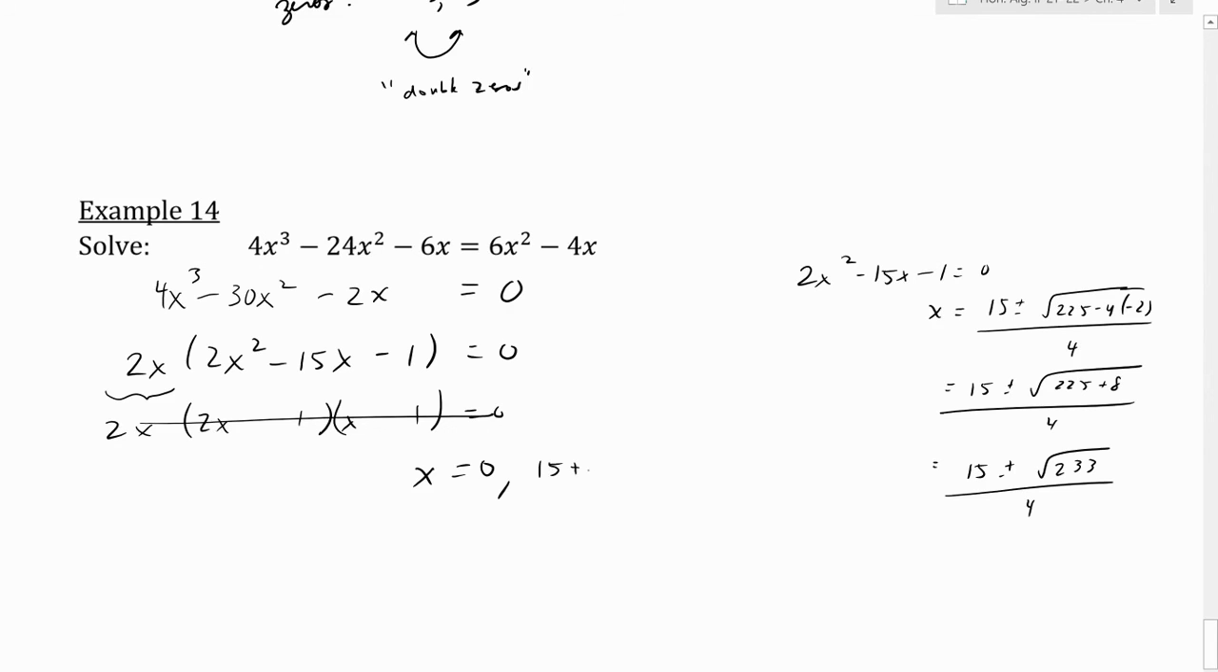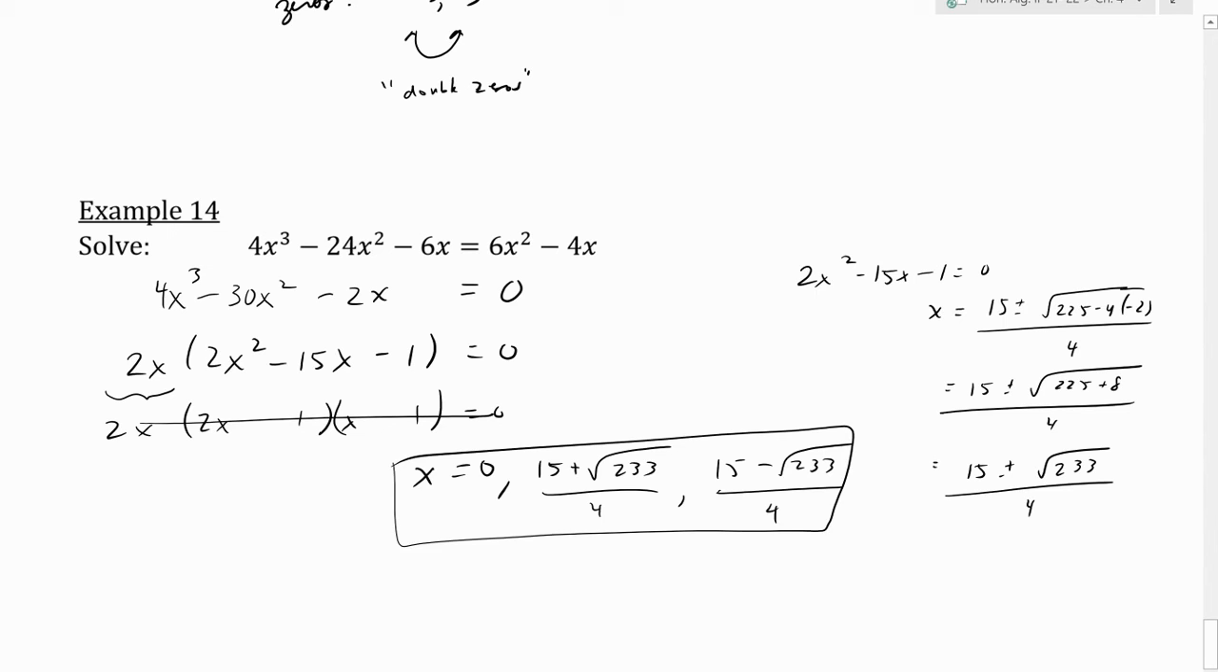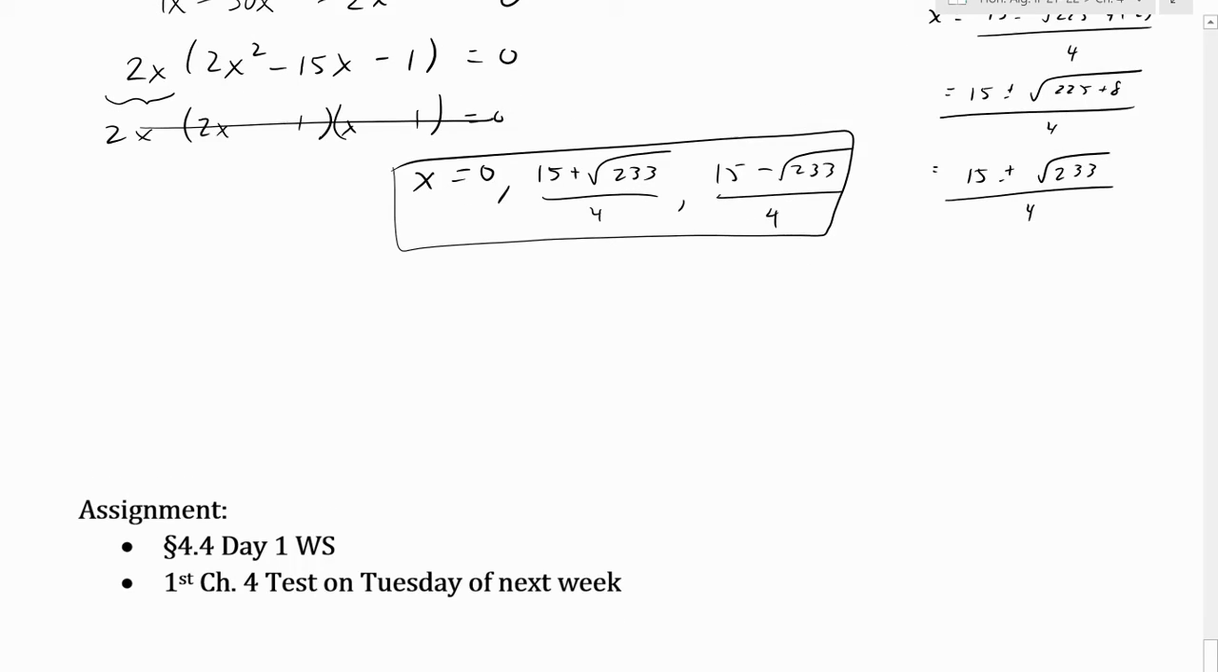Either 15 plus the square root of 233 all over 4, or 15 minus the square root of 233 all over 4. So quadratic formula is going to show back up too. And that's it.